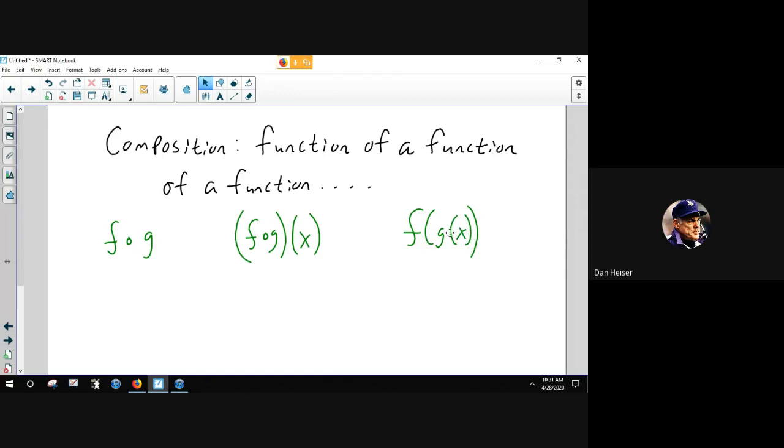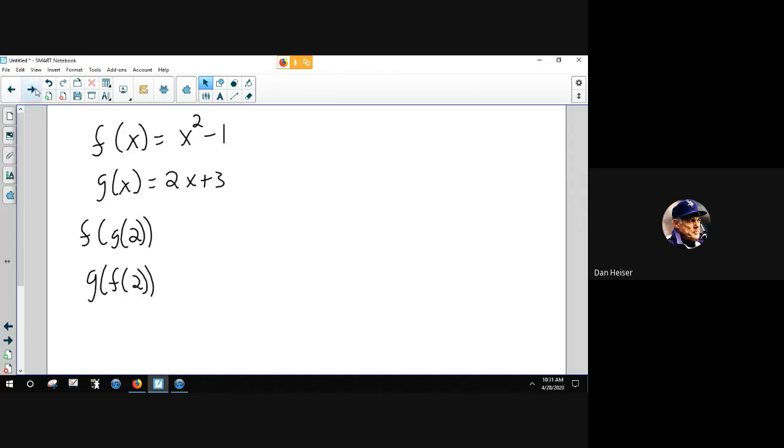So whatever our value of x is, we plug that into g, and then we take that result, plug that into f. We keep working our way towards the outside. Okay, it's example time. Here I have a function f of x and g of x. First task is to find f of g of 2. And then we'll find g of f of 2.